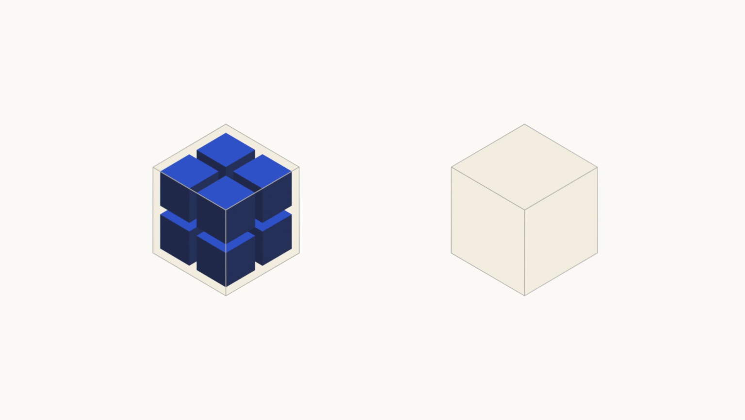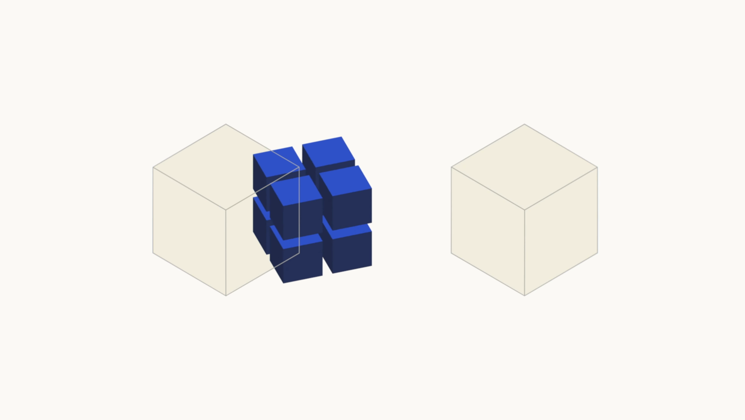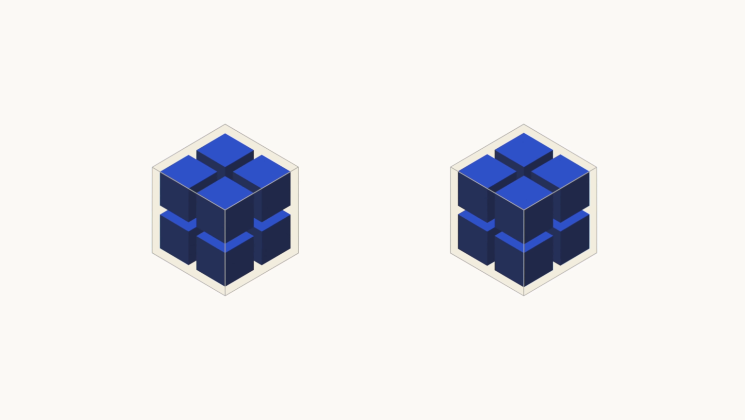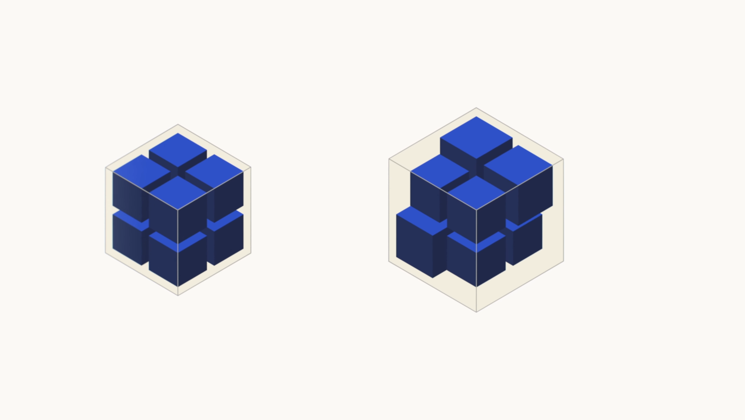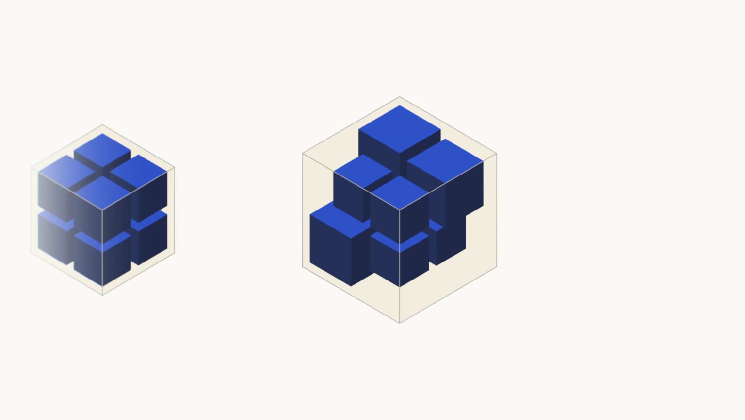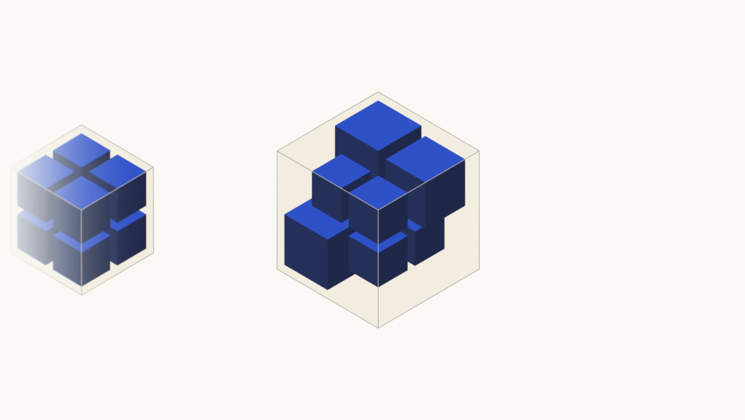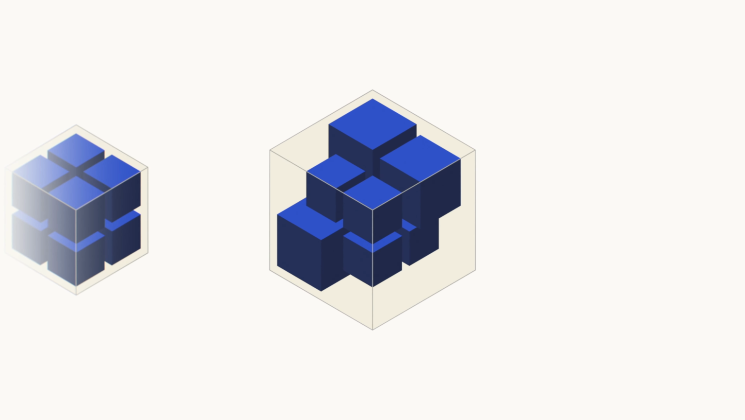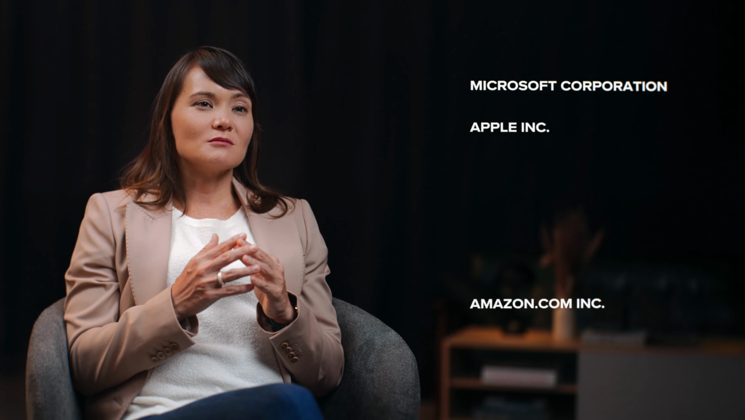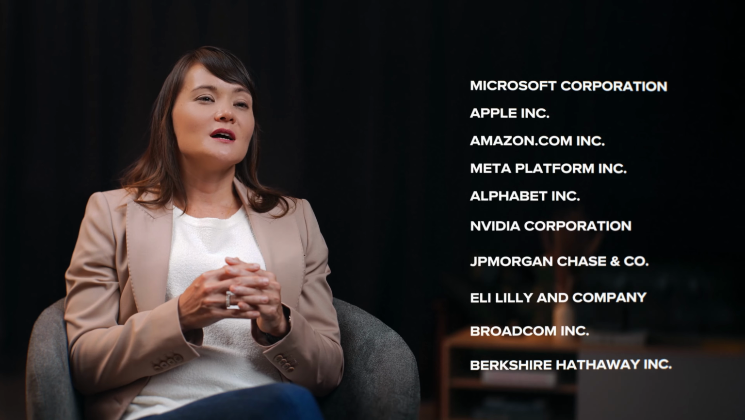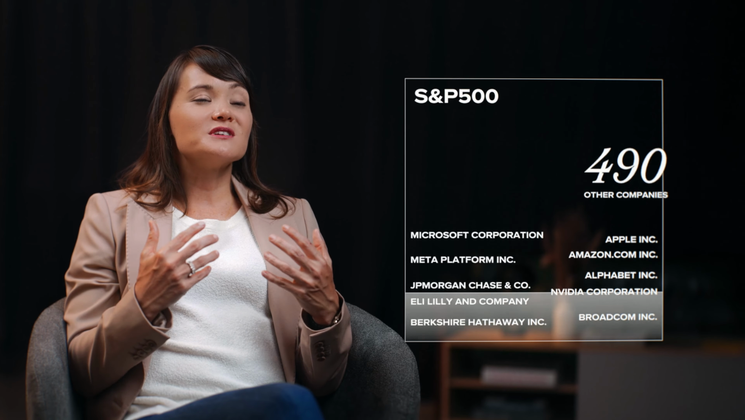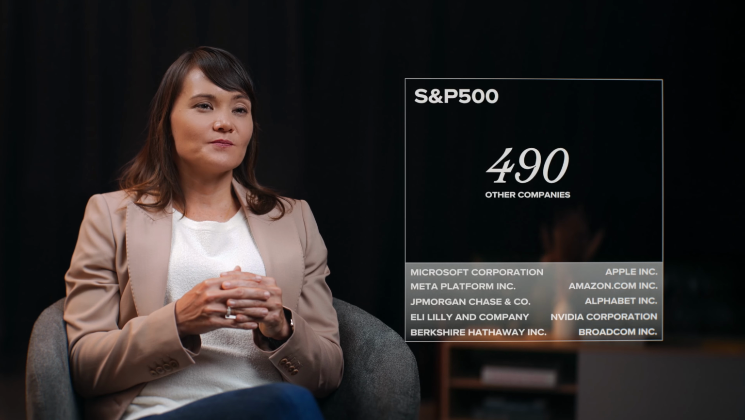Index funds replicate the indices that they track. So an S&P 500 index fund will include all of the stocks of the companies in the S&P 500, weighted by their respective market capitalizations. So the larger the company, the larger their weight in the index. For the S&P 500, the top 10 stocks, which includes the likes of Microsoft, Apple, Amazon, Meta, and Google, actually account for more than 30% of the overall index.